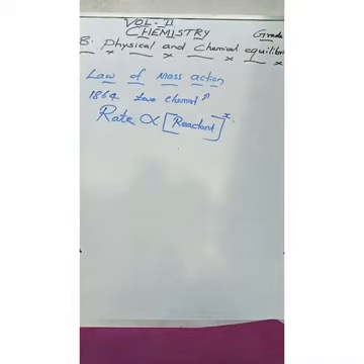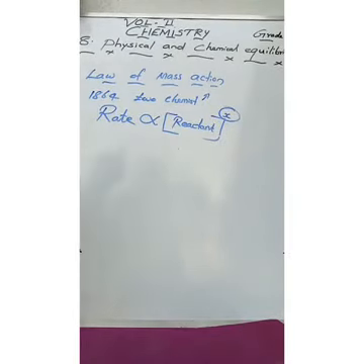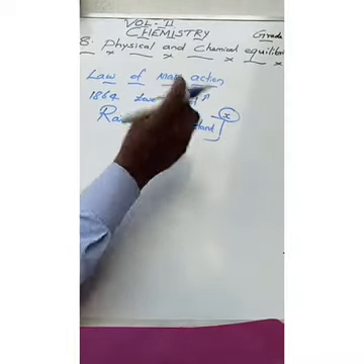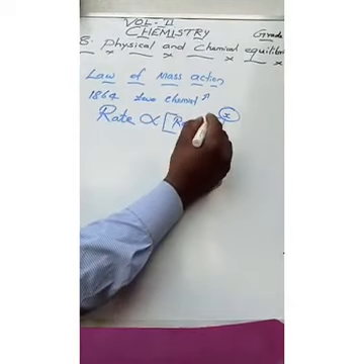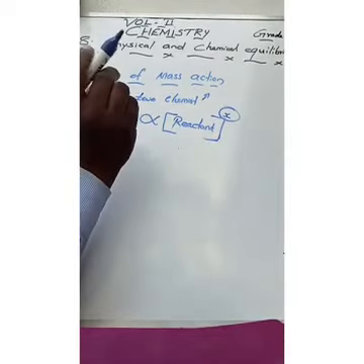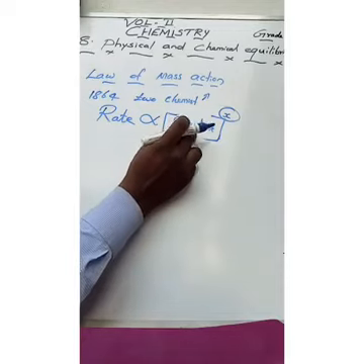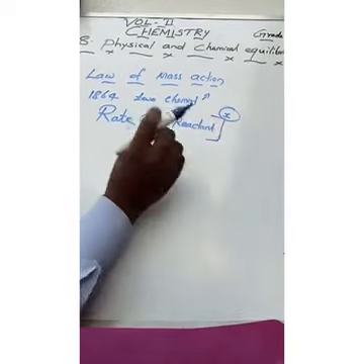Here, what is this x? Don't forget that you have to write the x. X is the stoichiometric coefficient of the reactant. And about the square bracket: this square bracket represents the active mass of the reactant, which we also call the concentration.